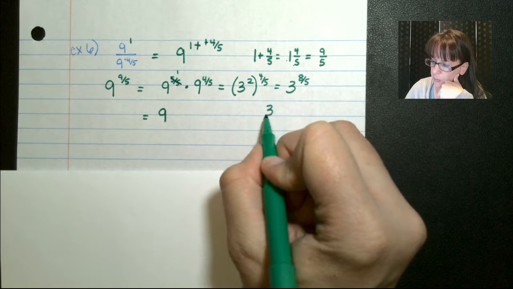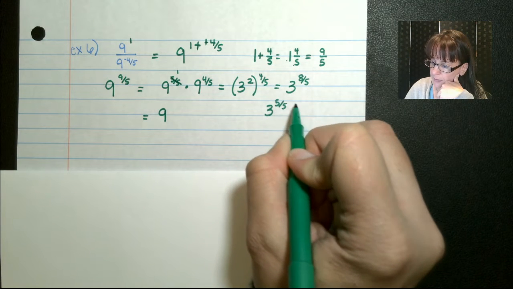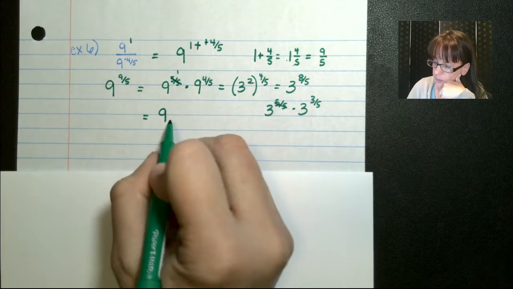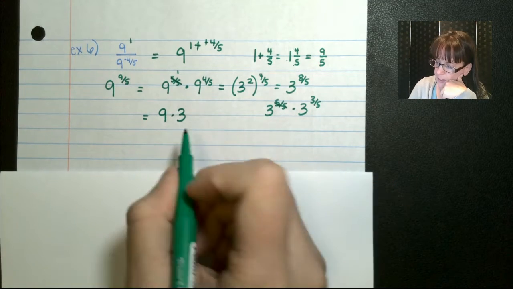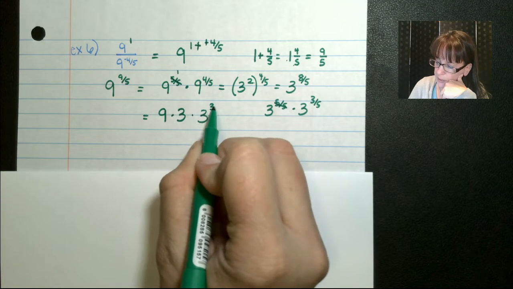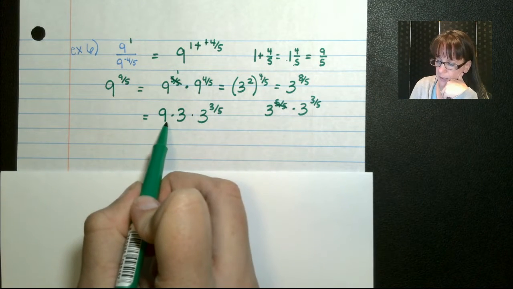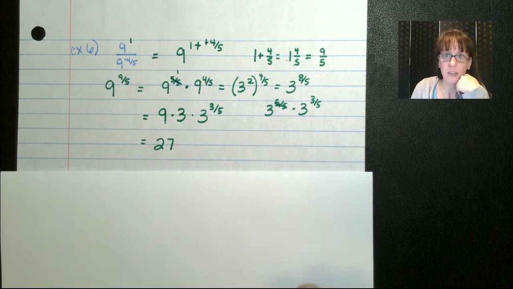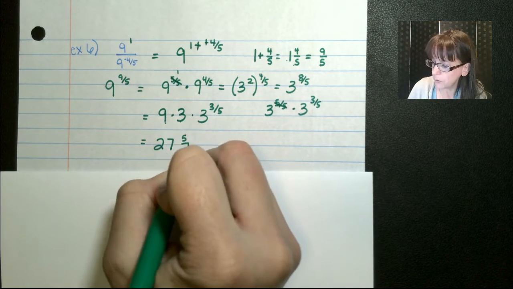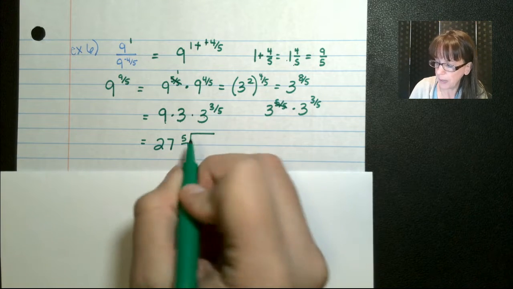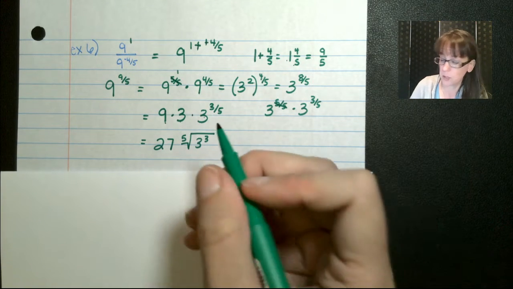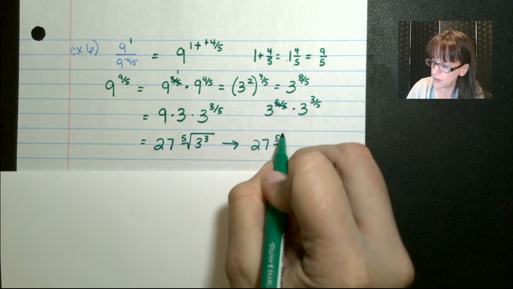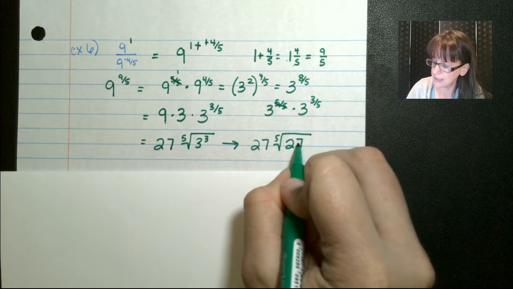So we're going to do the same thing that we did over here. We're going to say, okay, 3 to the 5 over 5 times 3 to the 3 over 5. Okay, that's 1. So we have 9 times 3 times 3 to the 3 over 5. So what we have here is 9 times 3, which gives us 27. And then we've got this lone one here that we can't do anything with. So this is the 5th root of 3 to the 3rd power, which we know is 27. So your final answer would be 27 times the 5th root of 27.